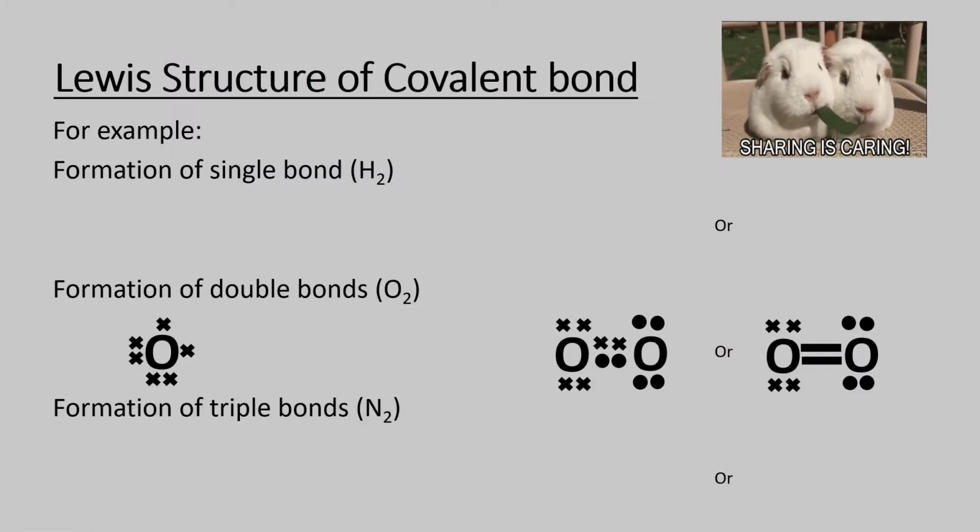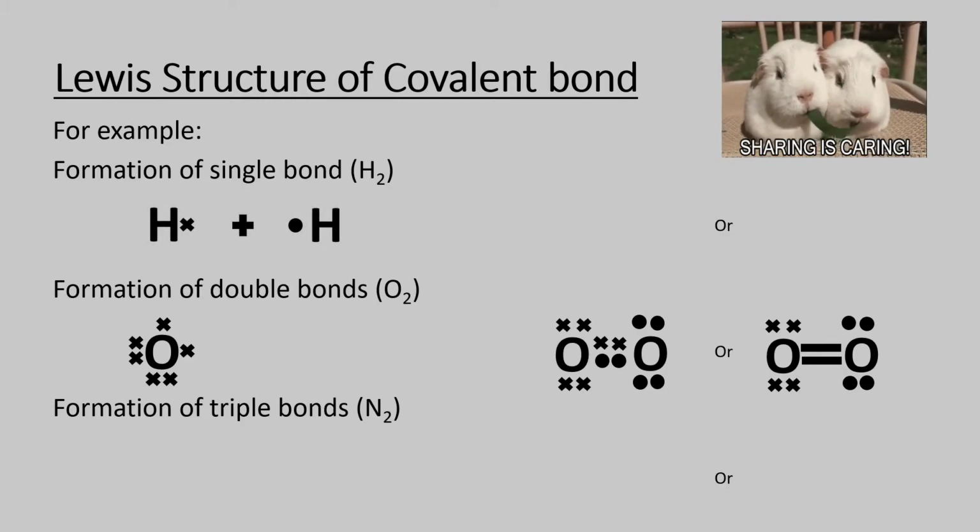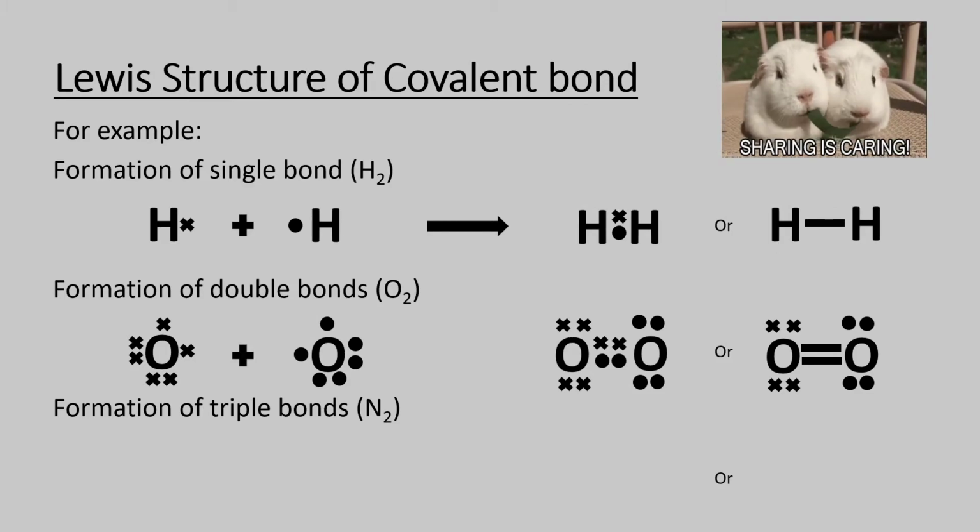So now we want to draw the Lewis structure of a covalent bond. See? The formation of an H2 bond: we have one H and the other H, both are sharing, so they will get like this. We can write X and O, or we can draw a line as a representation of the bond. Either is fine.